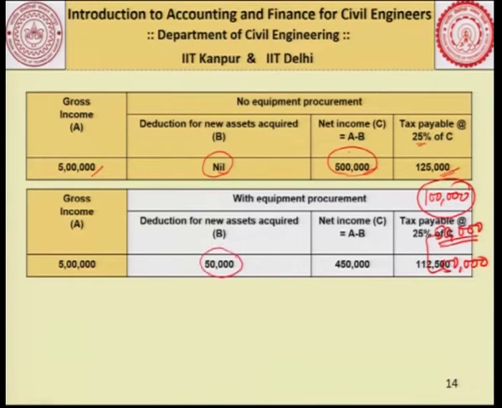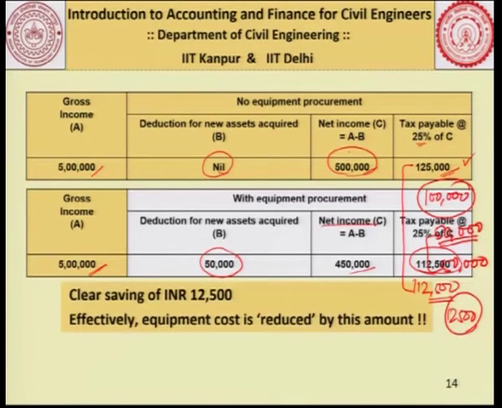Which means that an amount of 50,000 can be removed from here and your net taxable income becomes 4,50,000 and the tax payable is 112,500 rupees, which is 12,500 lower than what you were paying if you had not bought any equipment.